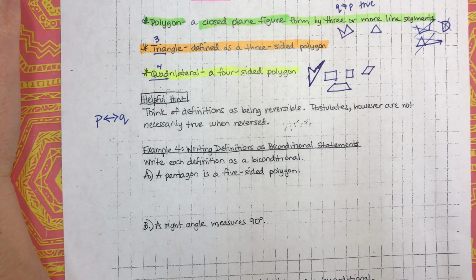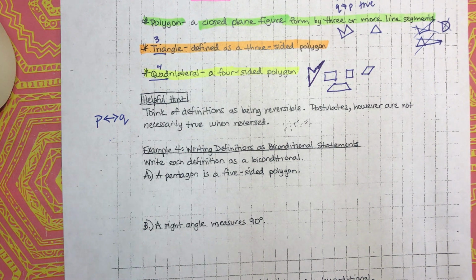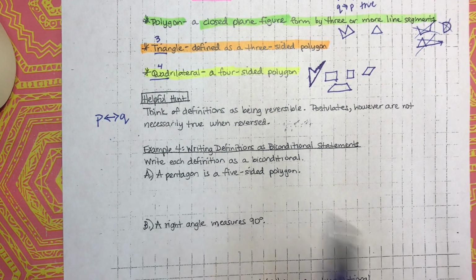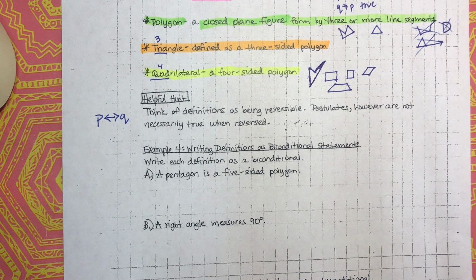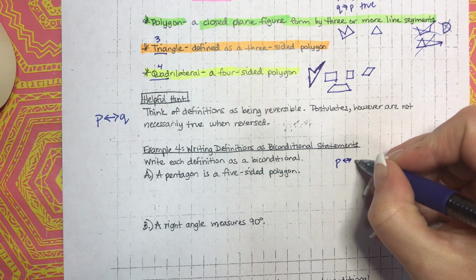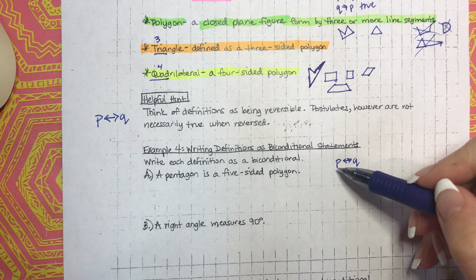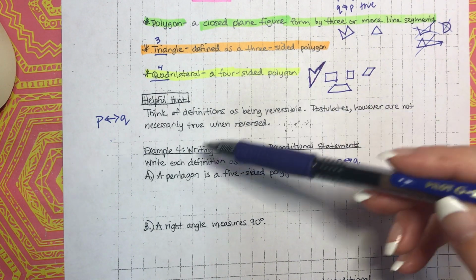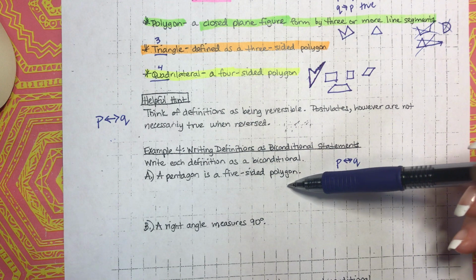So what example 4 states is to write each definition as a biconditional. So they're going to give us definitions, and we have to write it as a biconditional. Okay, it says a pentagon is a 5-sided polygon. Okay, so with this, we have to figure out, right, a biconditional is P if and only if Q, right? So we have to figure out what the hypothesis is and what the conclusion is. So we have a pentagon and we have 5-sided polygon.